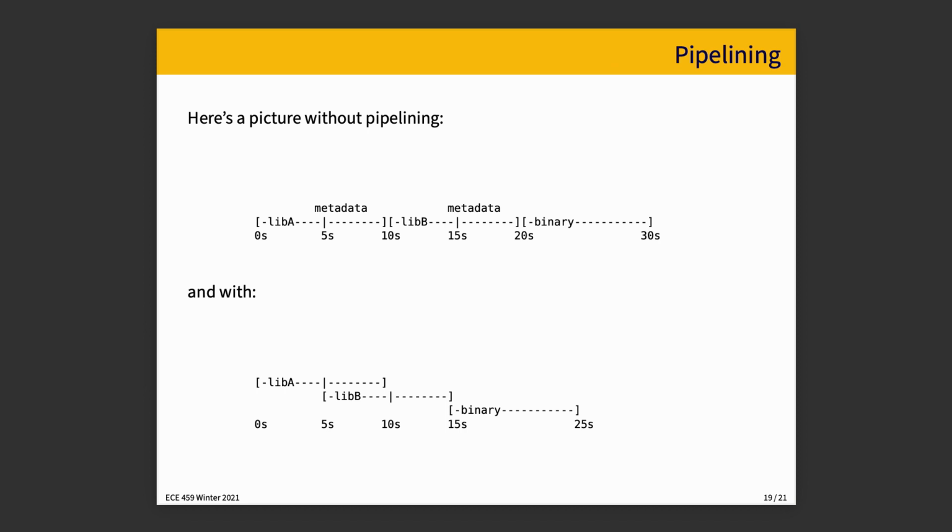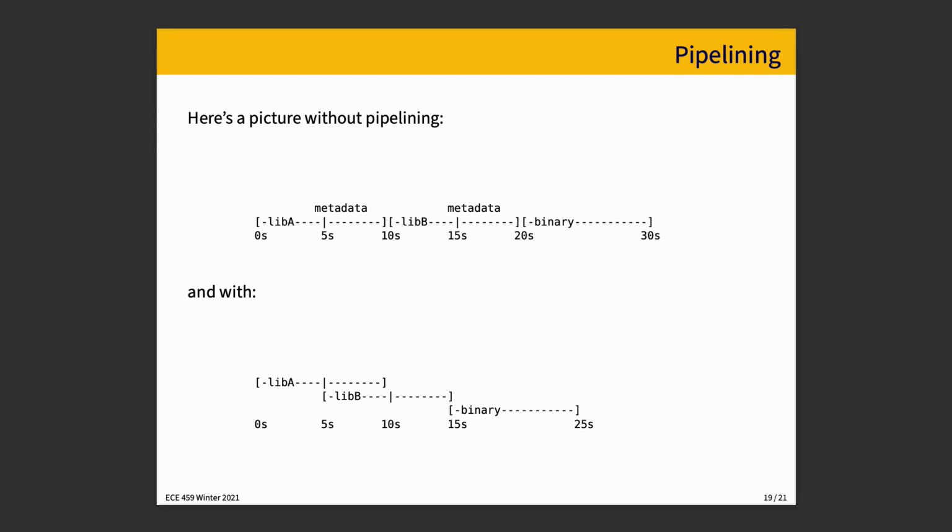And so once we have the metadata here, without pipelining, we would work on library A and then work on library B, and then we could start compiling our binary. With pipelining, we can start on library A, and when we're partway through it, we can start working on library B. And then once all the libraries are complete, then we can start on the binary.